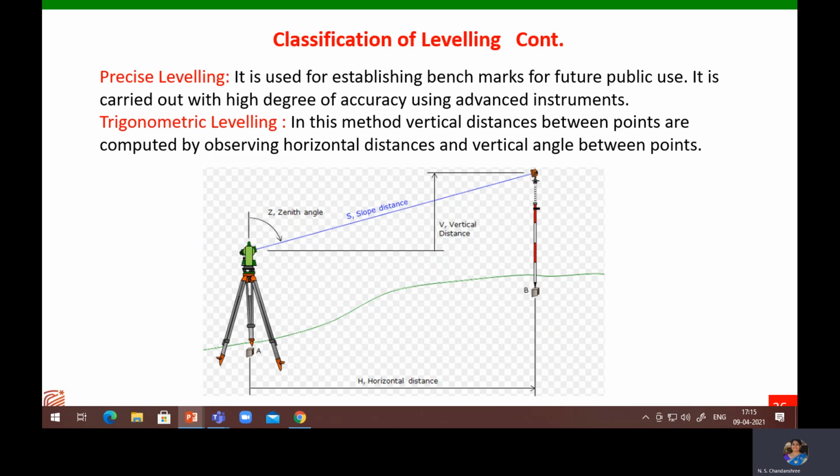Next is precise leveling. It is used to establish a benchmark for future public use. It is carried out with a high degree of accuracy using advanced instruments.